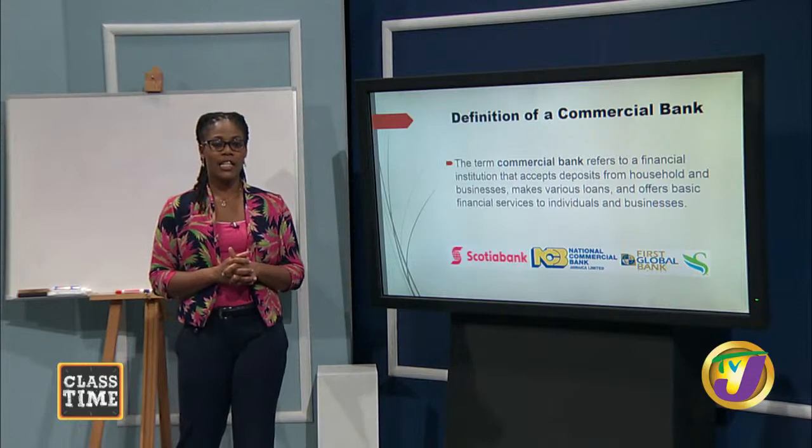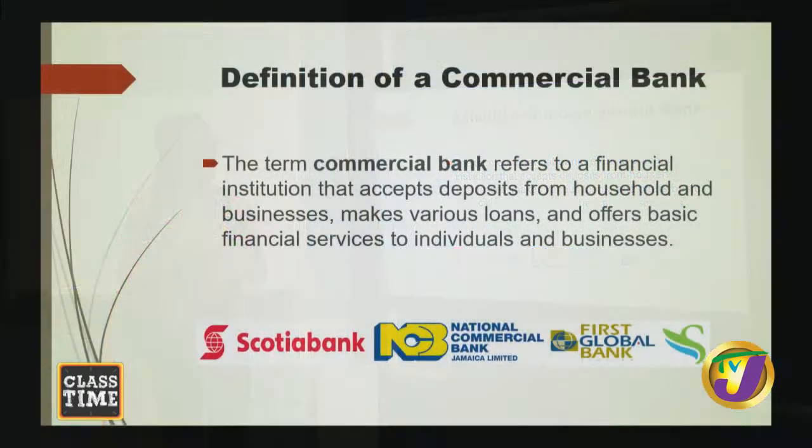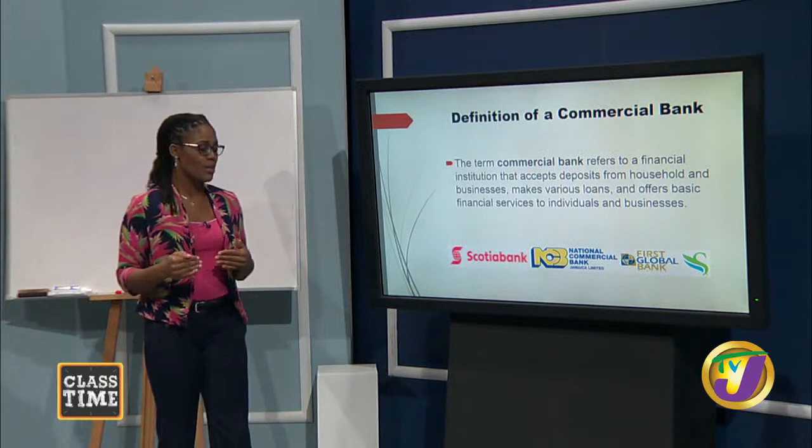Now, the first financial institution we will explore is the commercial bank. What is a commercial bank? I'm sure most of you are account holders. Now, which institution do you bank with, right? What is a commercial bank? So the term commercial bank refers to a financial institution that accepts deposits from households and businesses, makes various loans, and offers basic financial services to individuals and businesses. And here we have some examples of commercial banks: Scotiabank, National Commercial Bank, First Global, to name a few. And of course, you can go ahead and add others to the list.